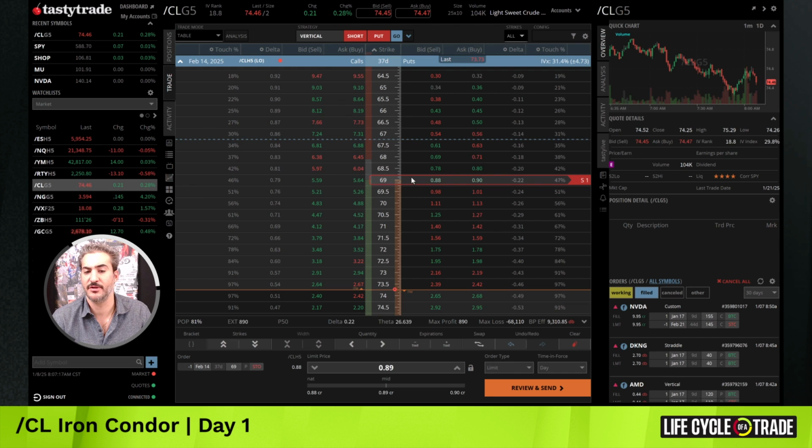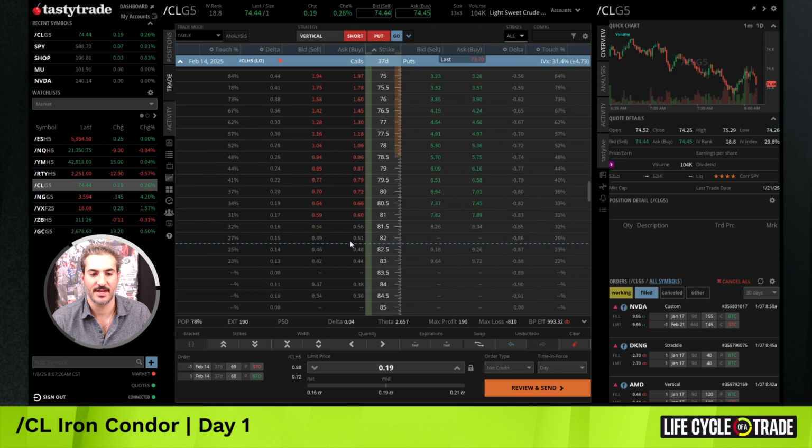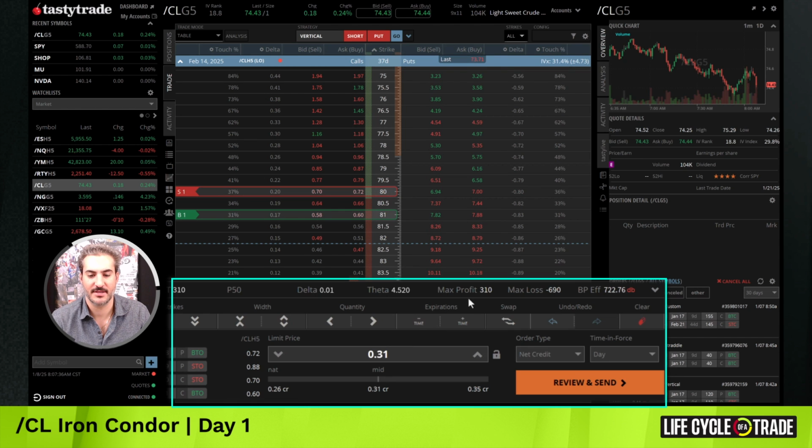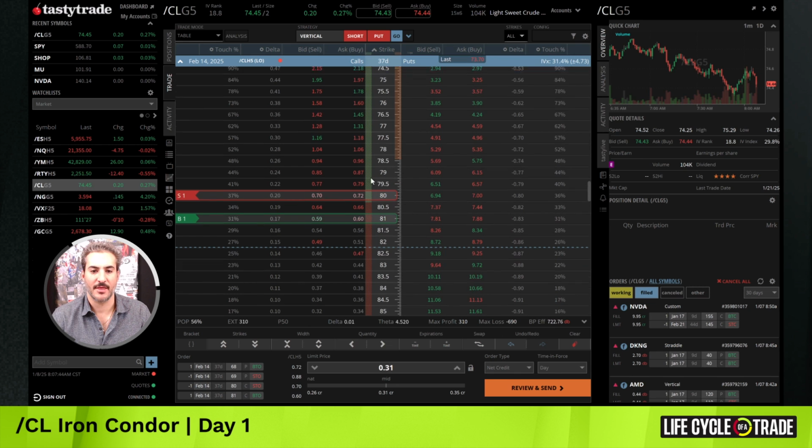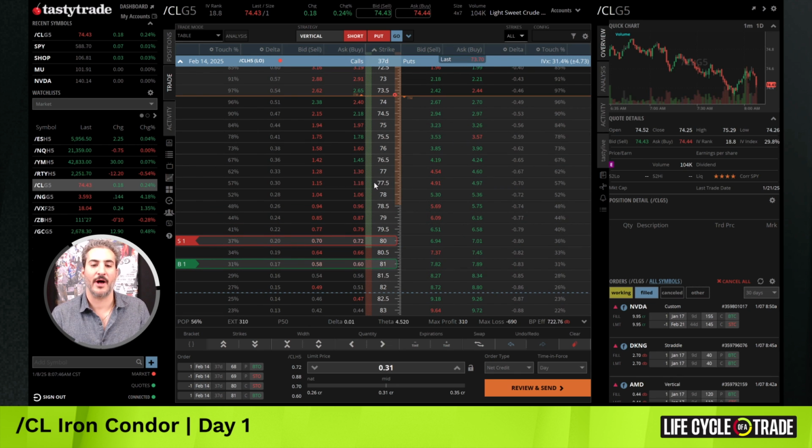So we're going to do the 69 strike short put. We'll look to go $1 wide here, so we'll go to the 68 strike to define the risk. On the upside, we'll go to this 80 call, and we'll buy the 81 to define the risk. You can see I'm going to do this at a 30-some-odd cent credit, which is $300 in value with a max risk of $690. That'll be our $1 wide iron condor here in the oil futures.